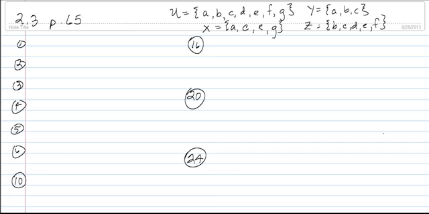Let's take a look at some sample problems on 2.3, set operations and Cartesian products, and we'll begin on page 65. In the first group, we're doing matching from group 1 to group 2, and what we have is a series of descriptions, and we have to match the description in part 1 with the description in part 2. So number 1 is the intersection of A and B.